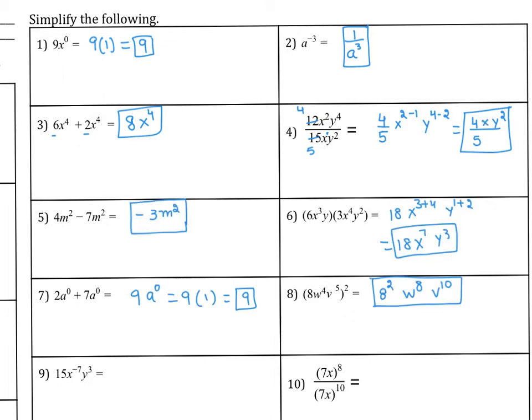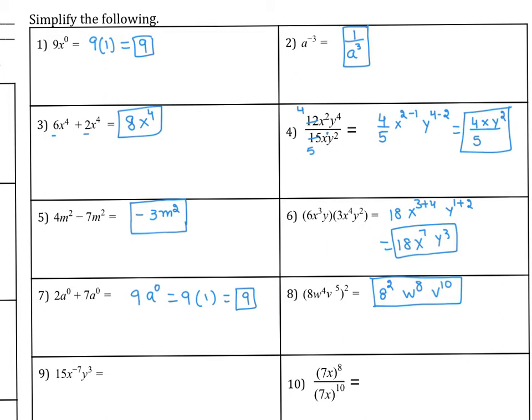For number 5, you're going to subtract these two terms. You just have to make sure that the two terms are like terms. And you can see that this is the same variable and same exponent. So it means these are two like terms. So 4 minus 3 would be negative 3, and you keep the exponent and variable as it is.